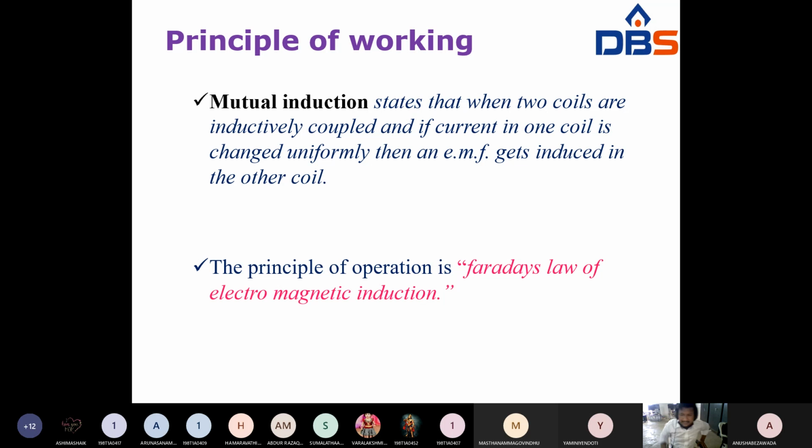In the second coil itself, right? So that is the principle, that is the definition of mutual induction. So mainly the principle of operation of a transformer is, in simple language, the mutual induction principle, otherwise clearly given by Faraday's laws of electromagnetic induction.